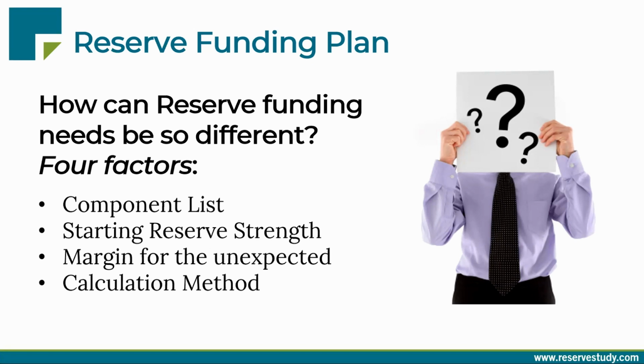I'll spend most of my time today on numbers 3 and 4 because those are the only ones where you have choices to make. You're stuck with the components you have at your association and with the reserve fund strength left to you by prior boards. But you do have choices when it comes to numbers 3 and 4.